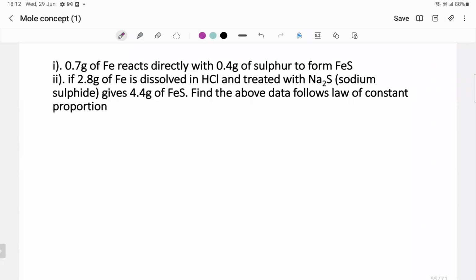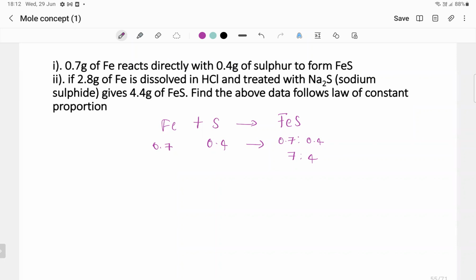Okay, so first one: 0.7 gram of iron reacts directly with 0.4 gram of sulfur to form iron sulfide, FeS. So when your iron reacts with sulfur, it forms iron sulfide. Here you can see 0.7 gram and this is 0.4 gram. So you can take the ratio of 0.7 is to 0.4. The simple ratio is 7:4. That is the first question's given information. Second question, just read the second question.